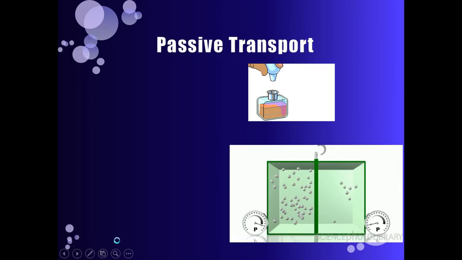So let's talk about passive transport. If you take a look at this animation, this gives you an example of passive transport. This is diffusion happening. And then if we take a look here, what is the concentration level in each side of the chamber? You can take a look at the number of molecules that each side of the chamber shows. On the left side, it's a high concentration. On the right side, it's a low concentration.